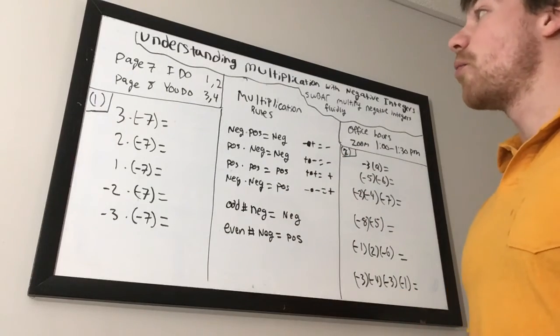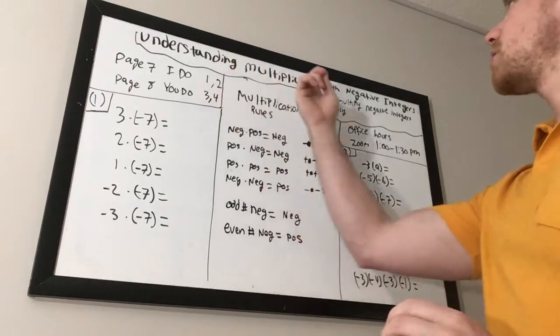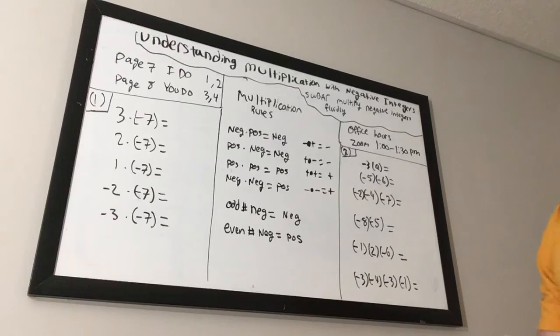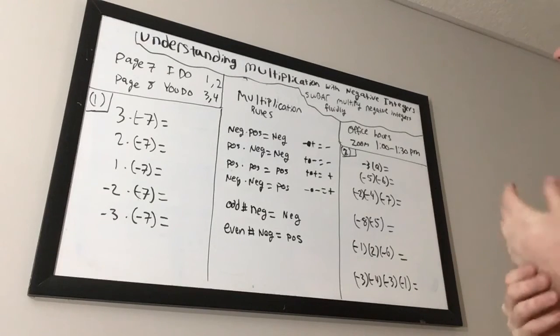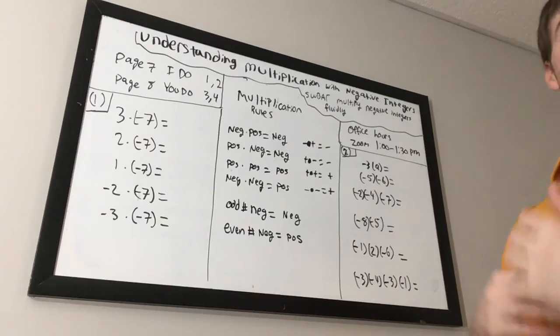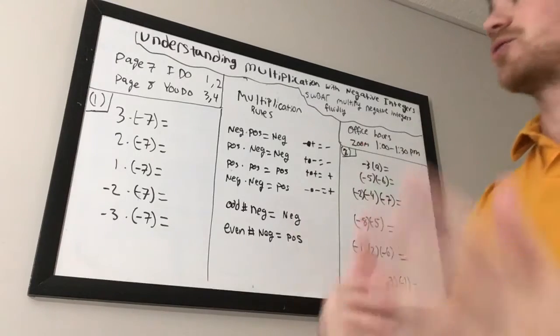So today we are doing understanding multiplication with negative integers. Our objective for today is students will be able to multiply negative integers fluidly. Fluidly means you can just do it multiple times and you can do it without trouble.